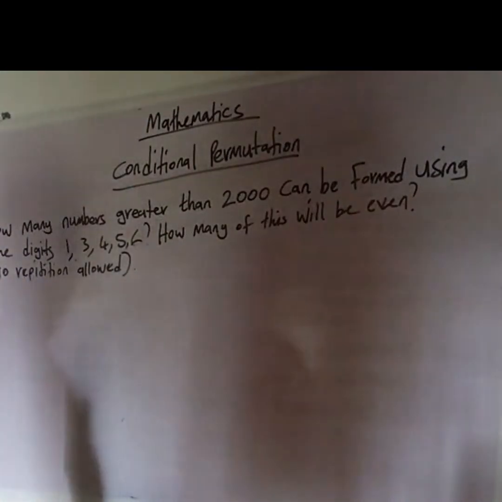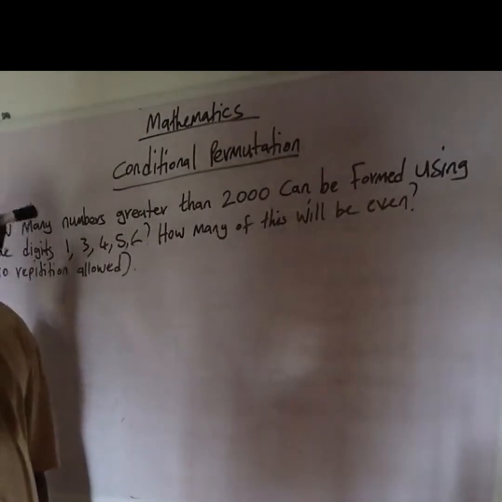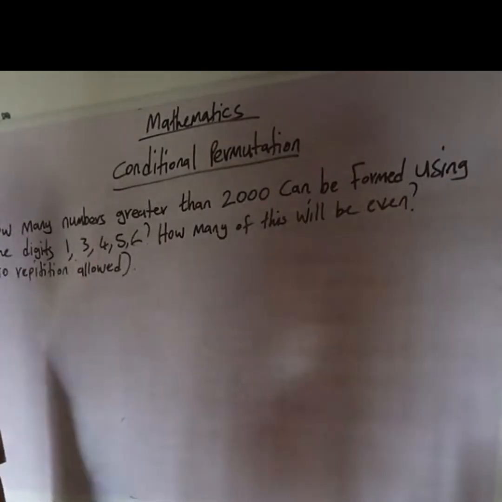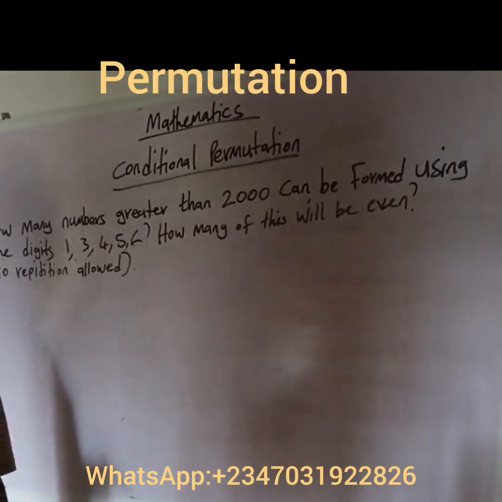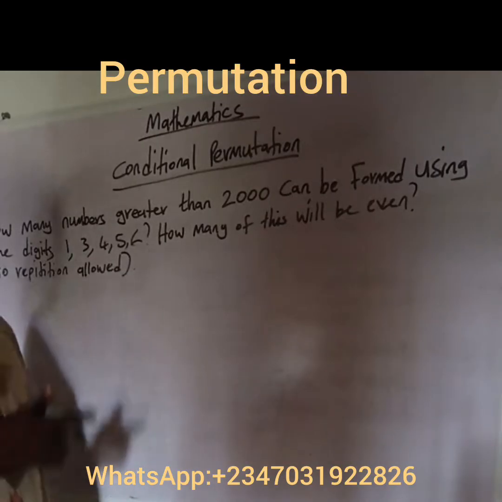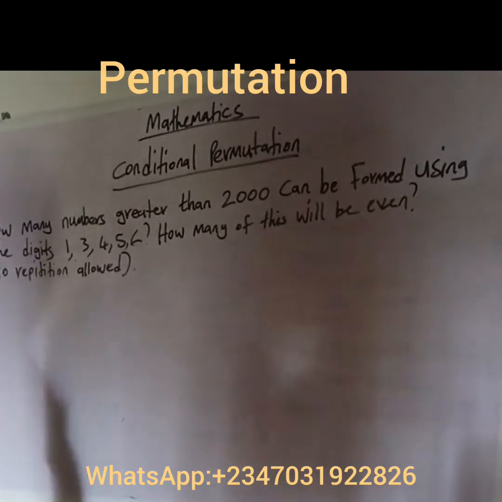Welcome to this class. We are looking at an aspect in mathematics, permutation and combination. But today we are looking at conditional permutation. I've done others before. I've even given one example on this before. So let us look at this other example.